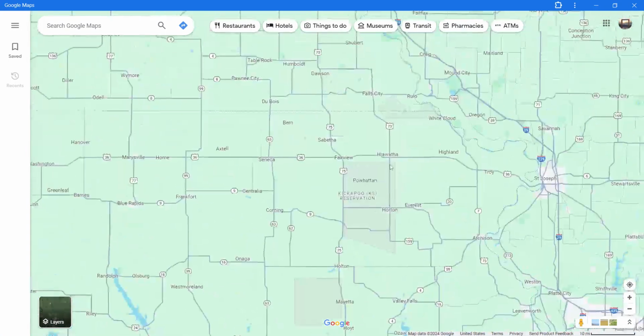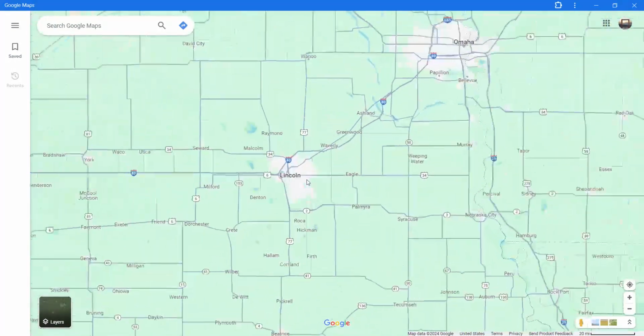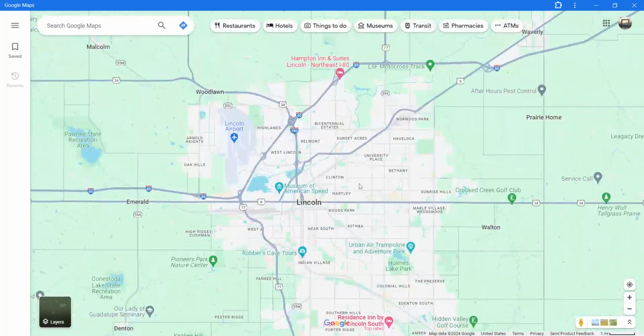North to Nebraska and its capital, which is Lincoln. Lincoln, Nebraska, the capital of Nebraska.